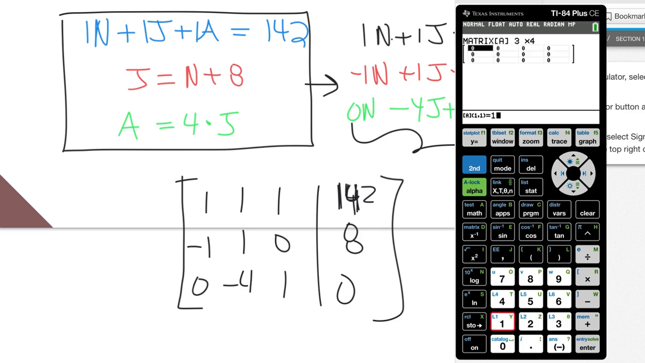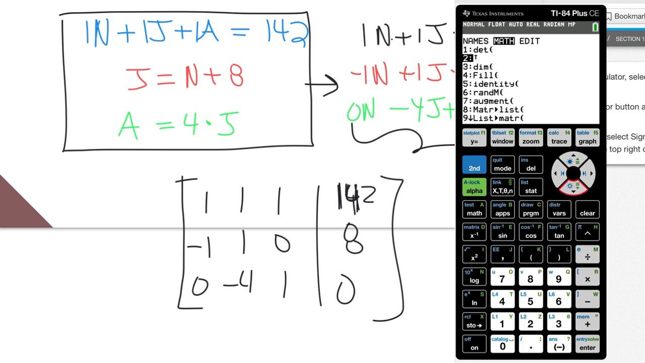So we're going to type in 1, 1, 1, and then 142. Then negative 1, 1, and 0, and positive 8, and then 0, negative 4, positive 1, and 0. Now, we're going to go back to second quit, and we're going to do something to this matrix. We're going to go back to second matrix, and we're going to go to math this time. And you can see stuff like determinant. We can actually find the determinant of matrices.